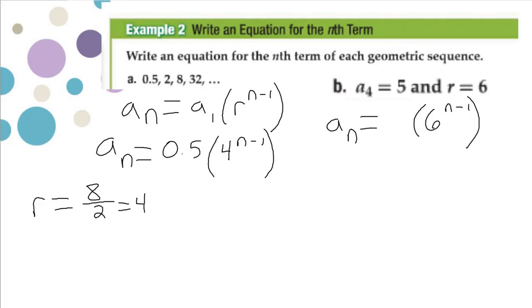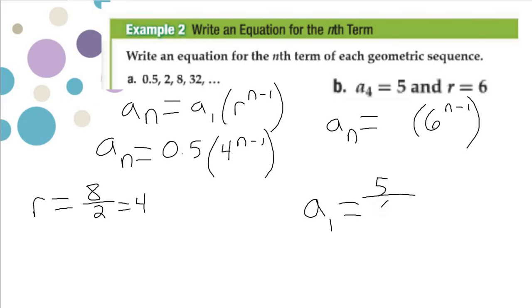So if I have the fourth term and I want to go backwards, right? To go forwards, we multiply by our r each time. So what would I do to go backwards? Divide. So how many times would I have to divide by 6 in order to go from the fourth term to the first term? 3. So I'm going to take my fourth term, and I'm going to divide by 6 3 times.